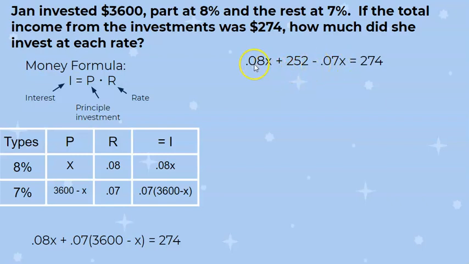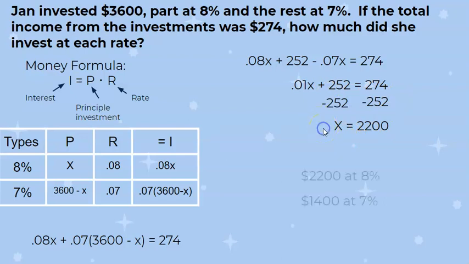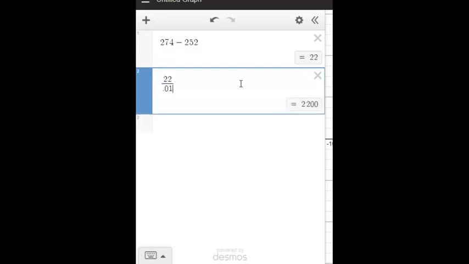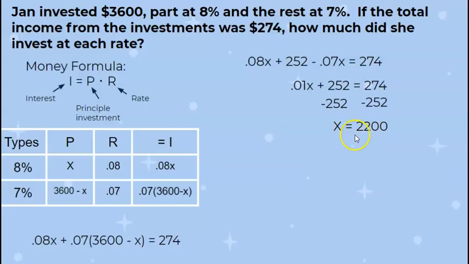And then I'll combine like terms. So 0.08x and negative 0.07x will be 0.01x. And then I want to subtract the 252 from each side. And I get x to be 2,200. And I think I forgot to put a step in there. So what happens when you subtract the 274 minus the 252? You subtract those and you get 22. But then you do have to take that 22 and divide it by the 0.01 that was in front of the x. And that was the step that I left off there, and I do apologize. So that is how I get 2,200.